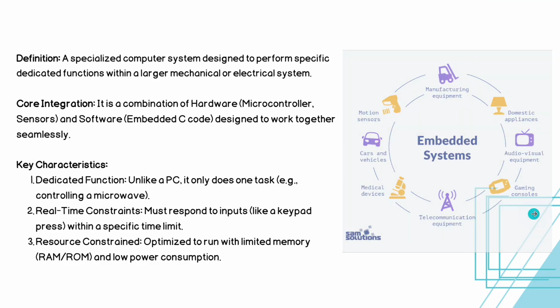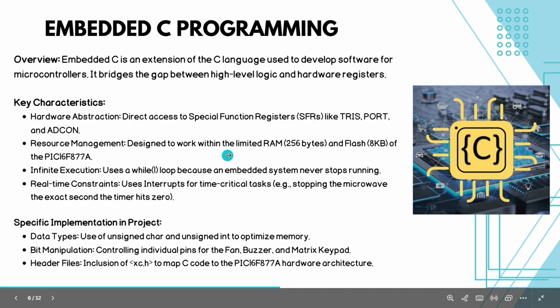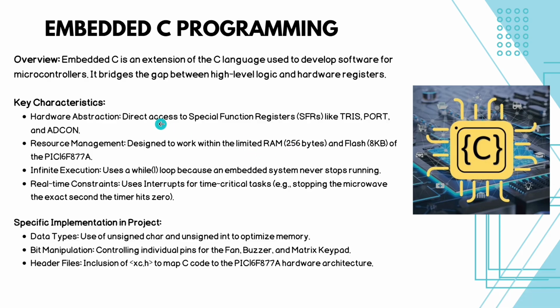So the next one is embedded C programming, another main part of our internship program. For the software we use embedded C. It is a preferred language for such projects because it offers efficiency and portability. It allows us to perform bit-level manipulations of hardware registers while maintaining the structure of a high-level language, which is essential for flash memory and RAM of 256 bytes.